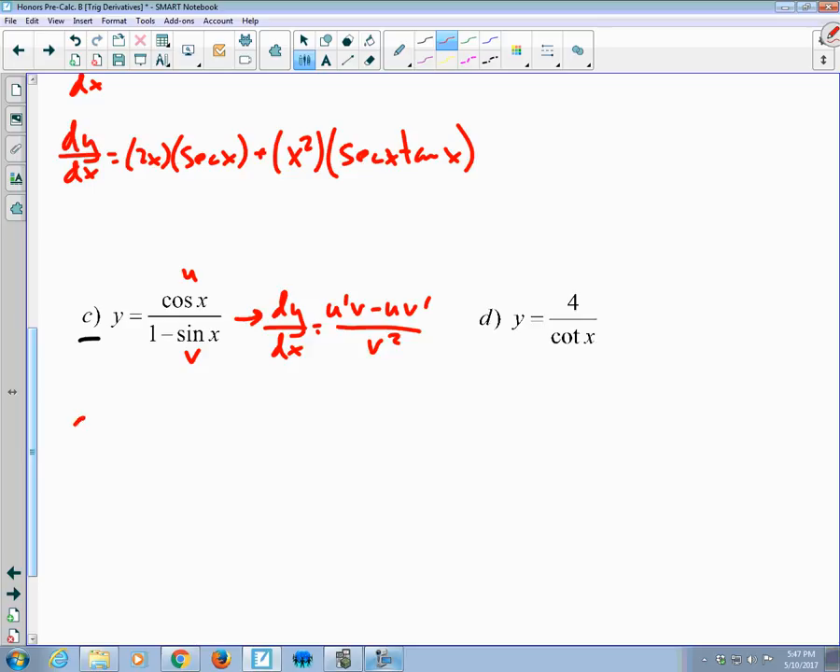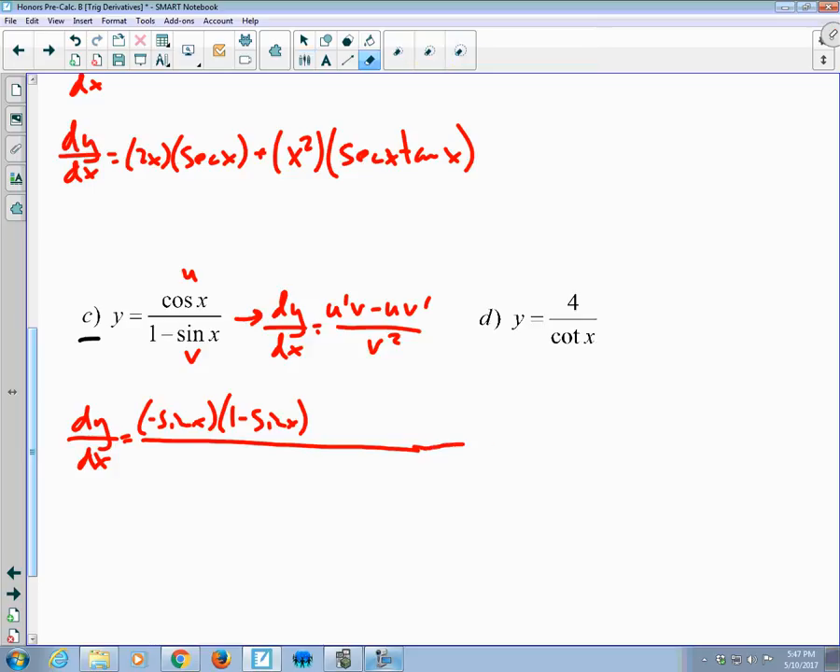So taking the derivative here, we're going to say we've got dy dx equals, and now it's going to be the derivative of the numerator times the denominator. So derivative of cosine is going to be negative sine x, and then times the denominator, which is 1 minus sine x. And then we've got our minus u v prime, right? So our u is our cosine x, and our v prime is going to be the derivative of the denominator. Now right here I can say the derivative of 1 minus sine x is going to be the derivative of 1 minus the derivative of sine x. So the derivative of 1 is 0. The derivative of minus sine x is going to be minus cosine x. And that's all over our denominator squared, so that's (1 minus sine x) squared.